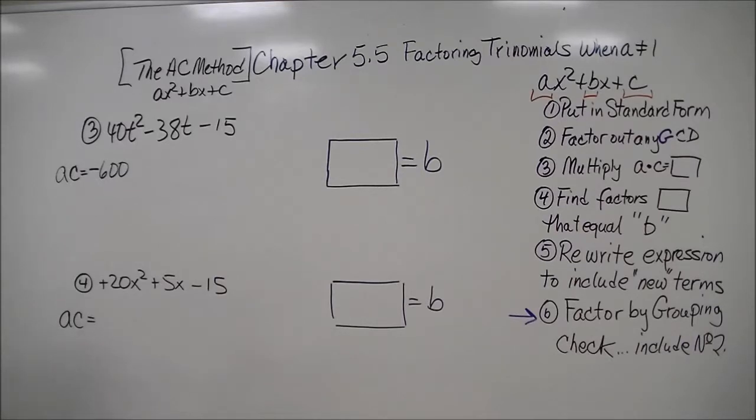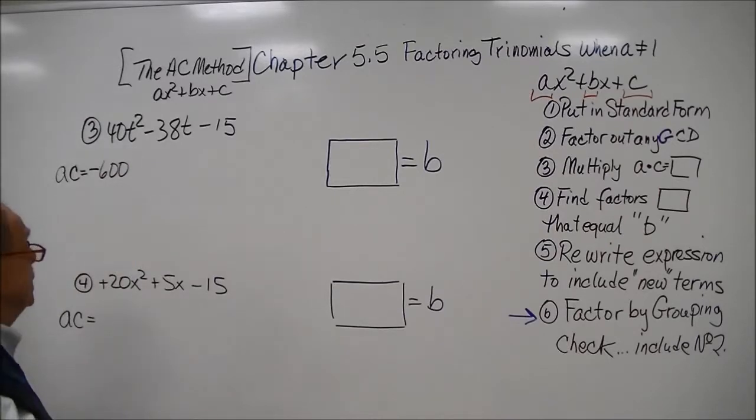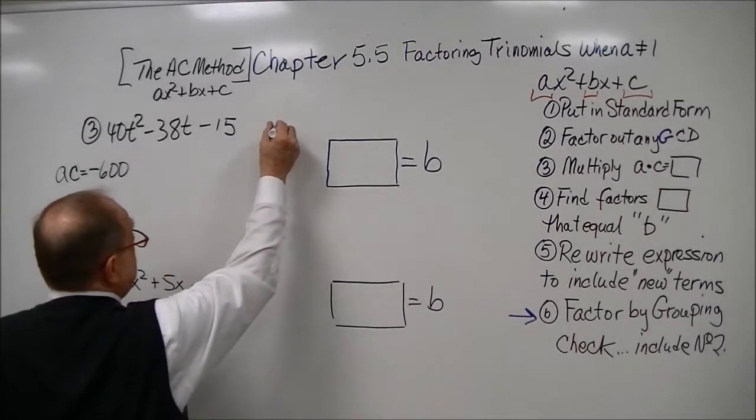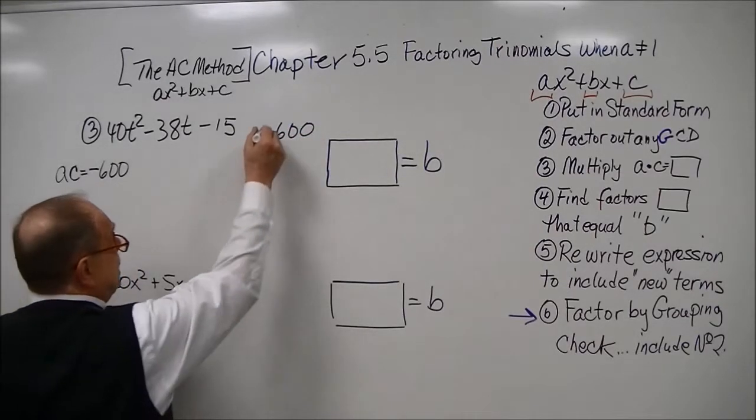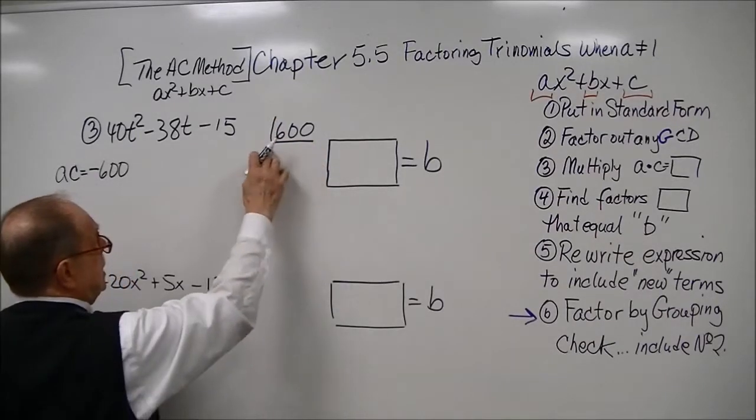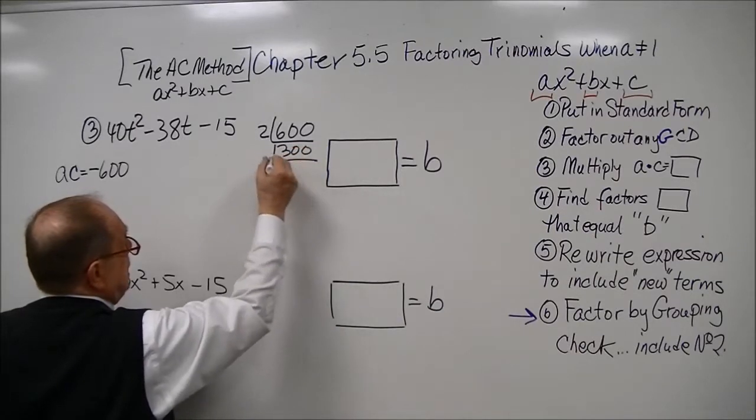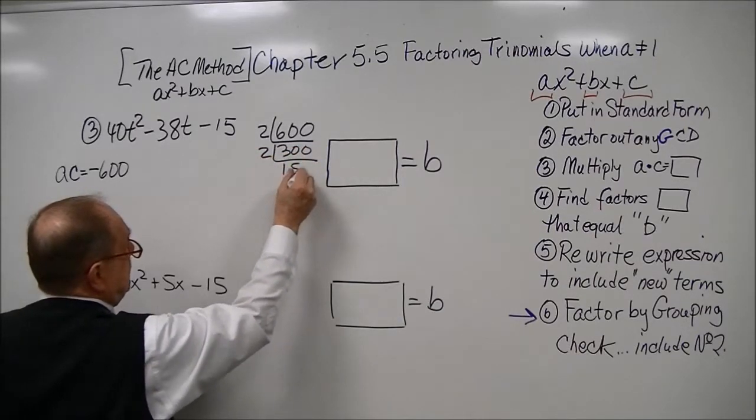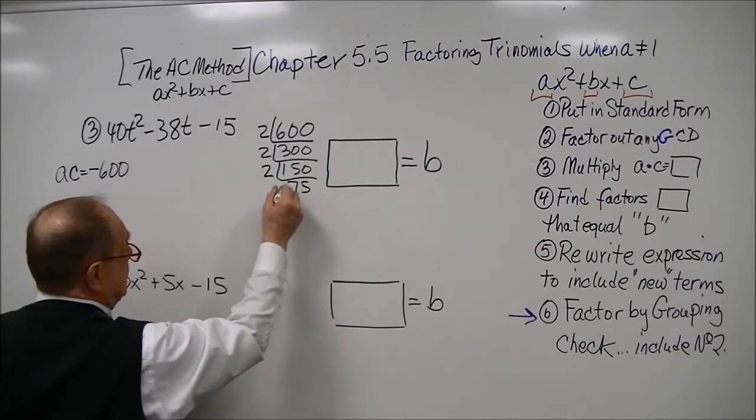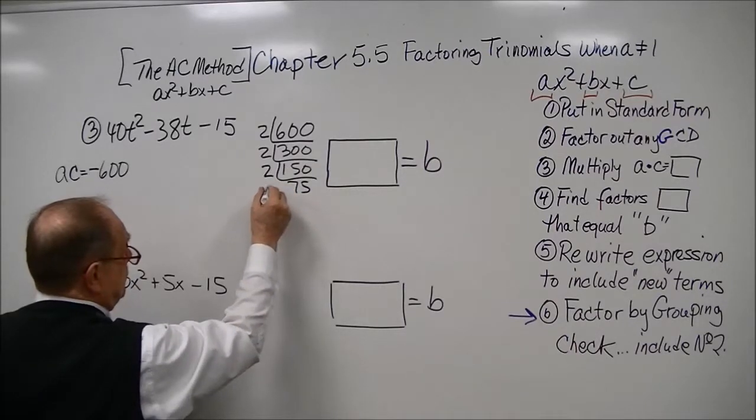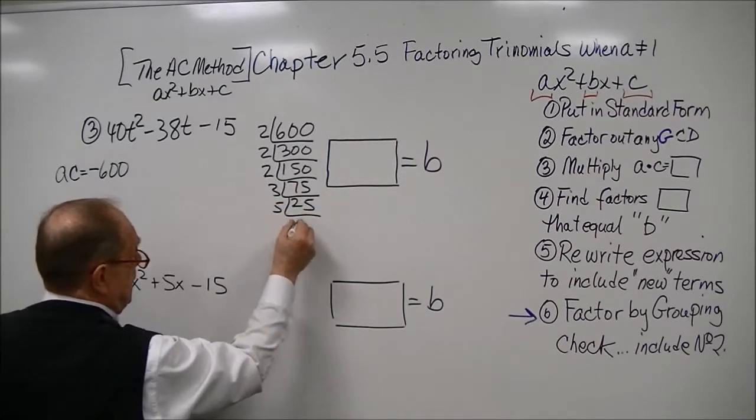So I'm going to share with you a technique that I often use when it's difficult to see the factors right off. And that is to start factoring 600 and make that little prime factorization tree. Now I know a 2 will go into there, and that'll give me 300. A 2 will go into there, and that'll give me 150. A 2 will go into there, and that gives me 75. And I know a 3 will go into there, and that'll give me 25. And a 5 and a 5.